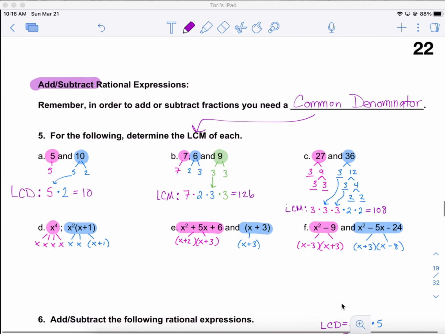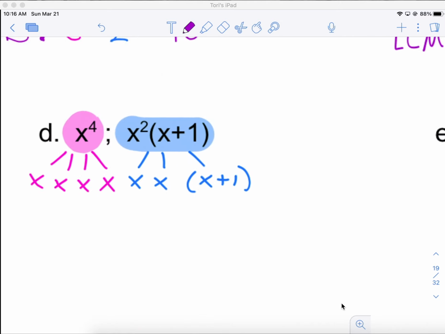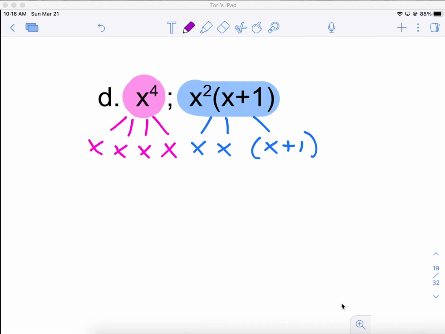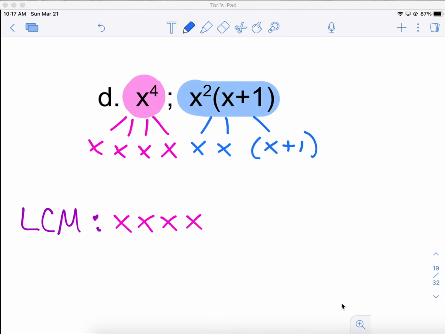If you missed anything on A through C, you could copy it now. Let's go to D. For D, the first thing I did was write out what multiplies to make all those pieces. To make the pink, I would need 4 x's: 1, 2, 3, 4, or x to the 4th. Anything additional needed to make this one would be 2 x's. I already have 2 x's in here, so the only thing extra would be the x plus 1. If I put this all together, I end up with x to the 4th times x plus 1.